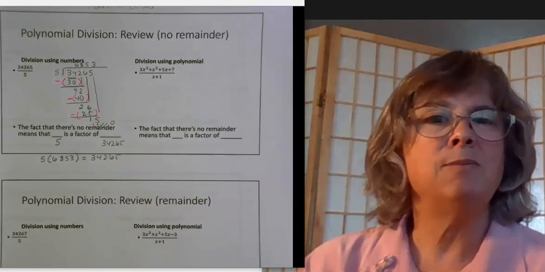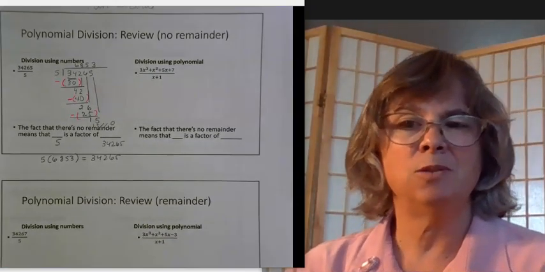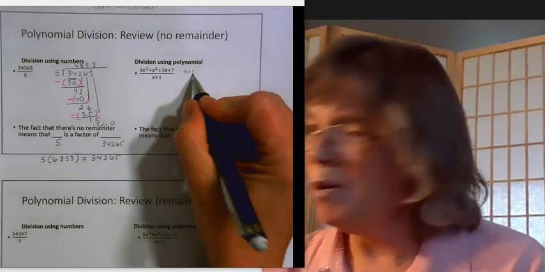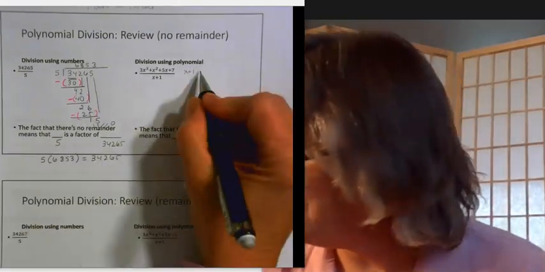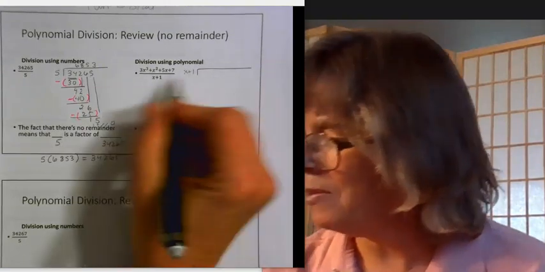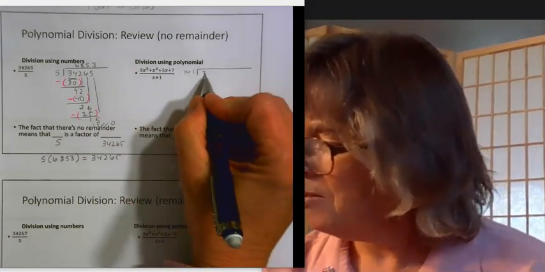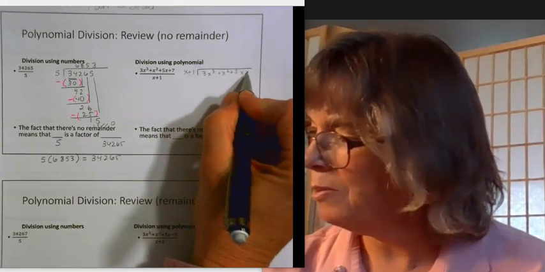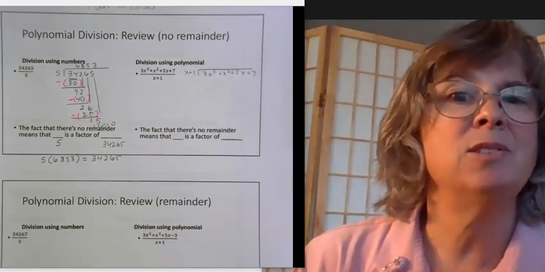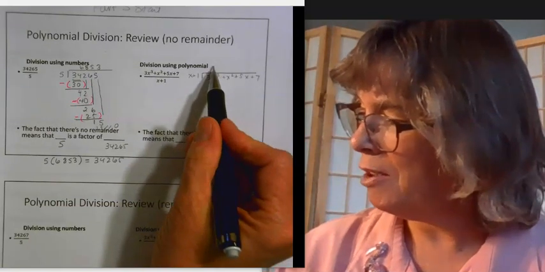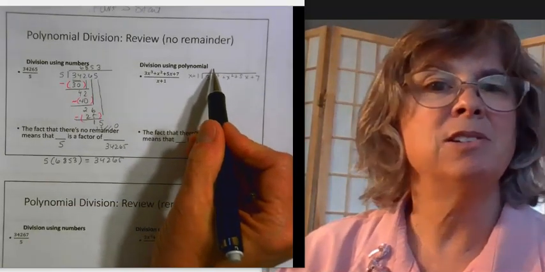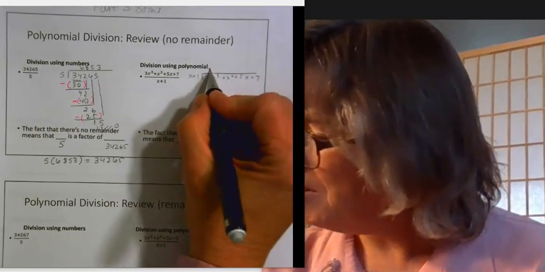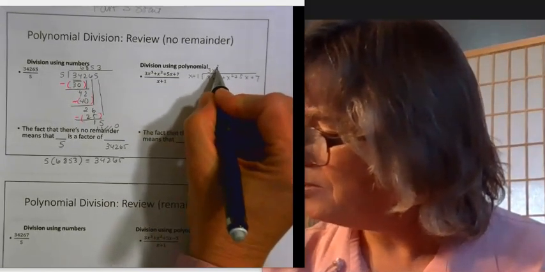We're going to do the same process with the division using a polynomial, that I put x plus 1 here outside the house, and then inside the house I'm going to put this expression: 3x cubed plus x squared plus 5x plus 7. And now I'm going to do the same kind of thinking. I want to think what expression times x gives me 3x cubed. And you may say, oh, that's going to be 3x squared.